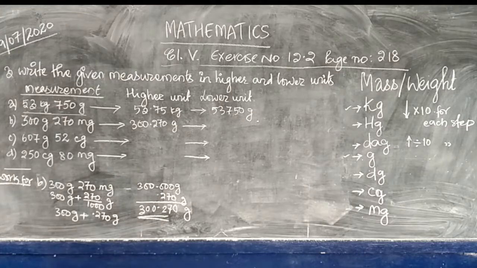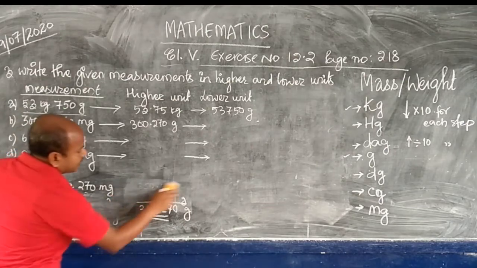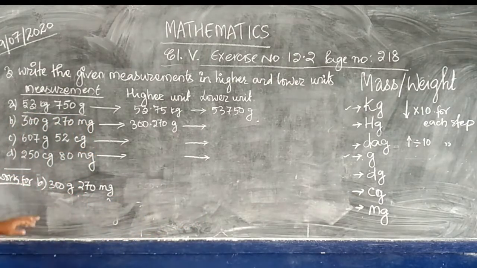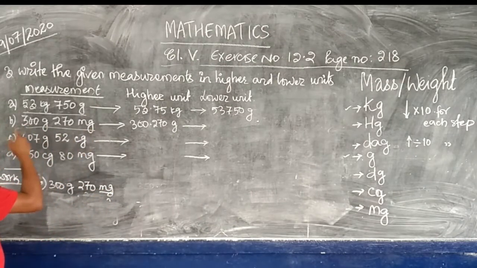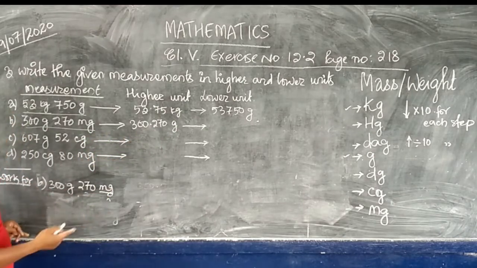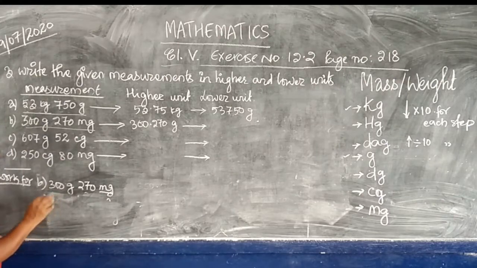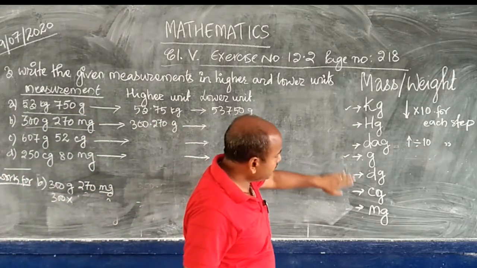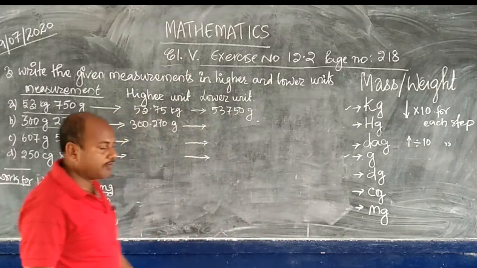Now this was in the higher unit. The same thing you have to convert in the lower unit now. Let's see how we can do this. Lower unit means everything has to be converted in terms of milligram now. What did you do before? You converted everything in terms of gram. Now similarly, you have to convert everything in terms of the lower unit, that is milligram. First is 300 gram. Gram to be converted to milligram means coming down, so multiply by 1000.